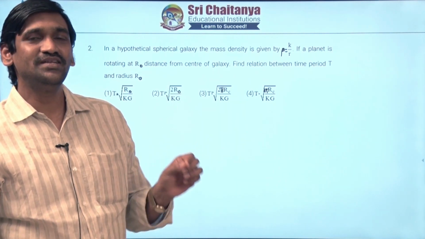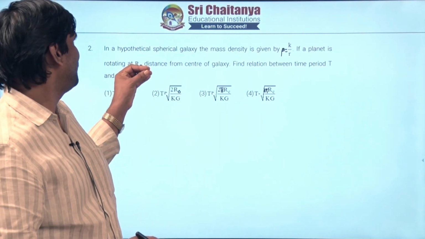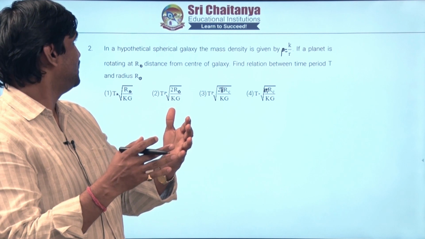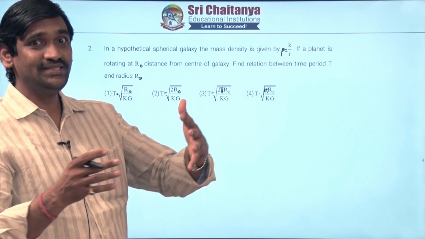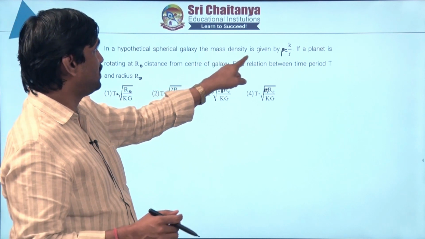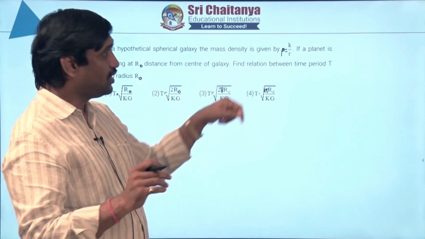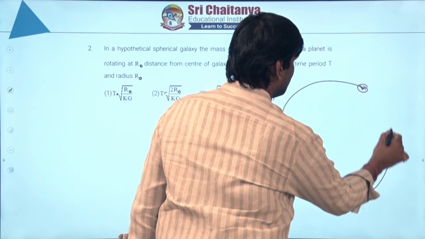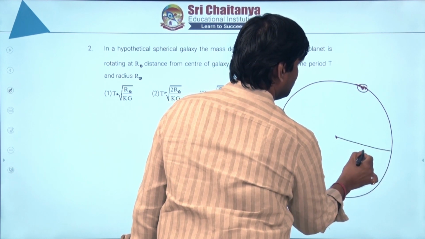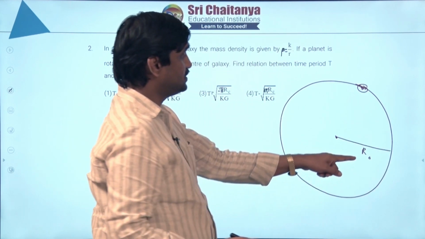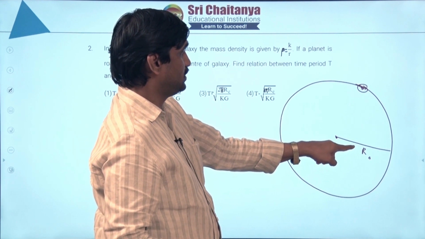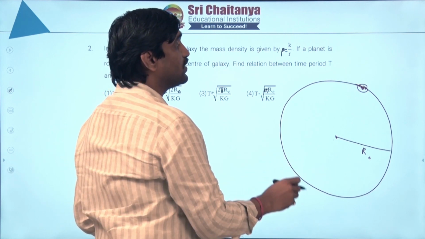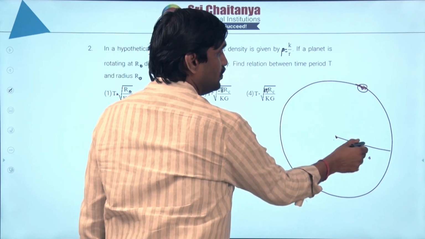The second question is based on gravitation, but here they have given a hypothetical situation. What is that? The mass of the galaxy varies with respect to position, given the mass density rho is equal to k by r. Now a planet of certain mass is rotating in a circular path of radius r0. This is the circular path of radius r0. This is the center of the galaxy. Now we are measuring what is the mass of the galaxy up to r0.